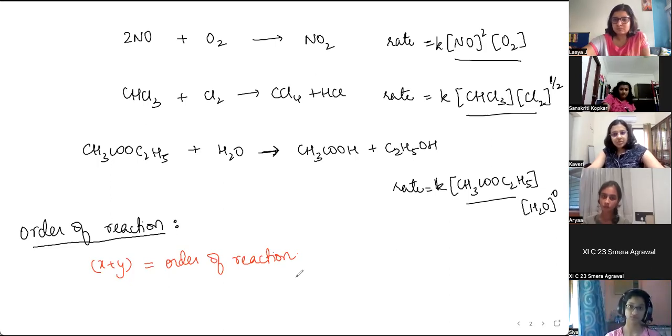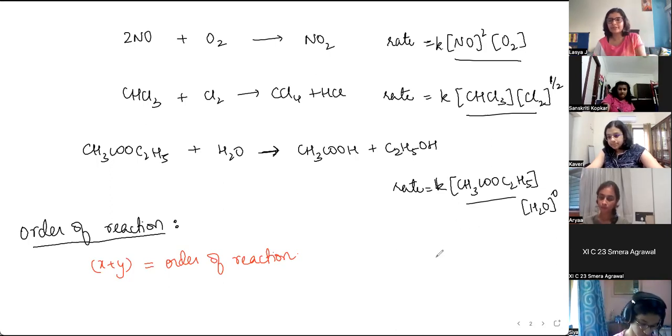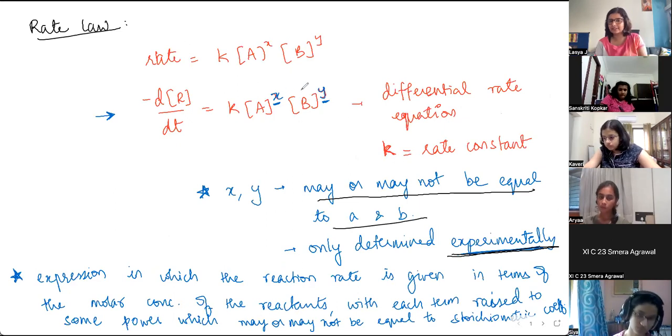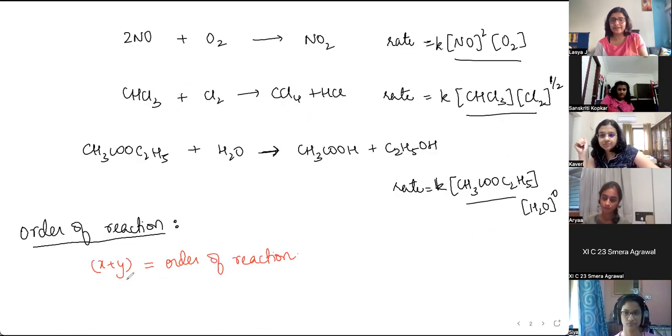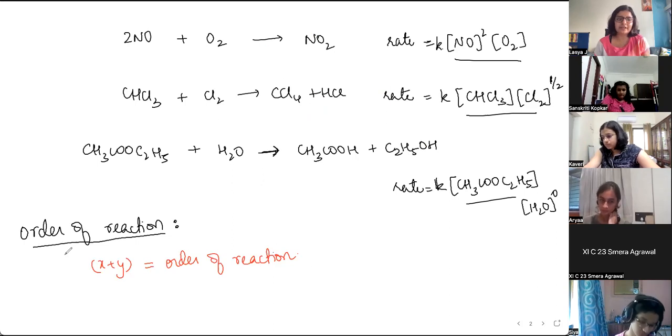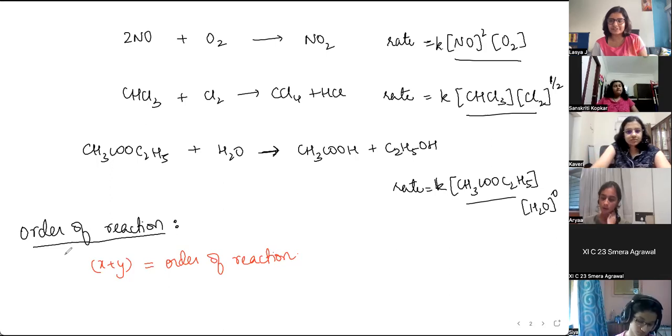Factors affecting reaction rate. We are taking it one by one, right? I started off with the concentration. Concentration dependency is on the basis of these exponents x and y, right? So x plus y is called the order. So it's all a part of concentration. So order of a reaction will give you an idea of how much is the dependency on the concentration.